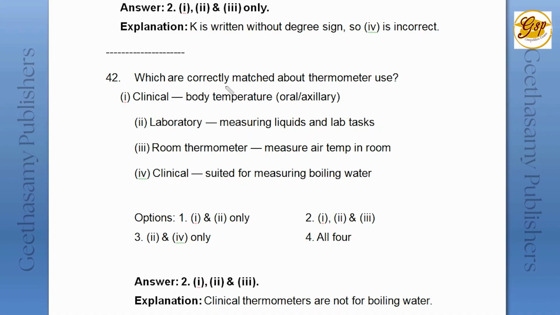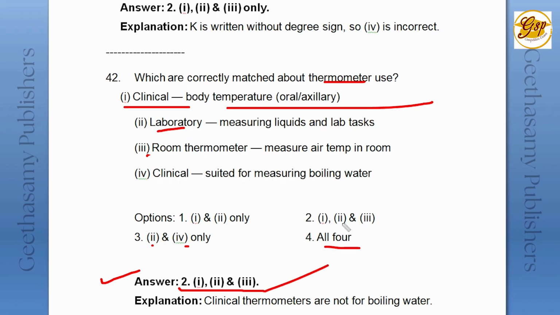42nd question. Which are correctly matched about thermometer use? Clinical, body temperature, oral, and laboratory measuring liquid and lab task, and room thermometer measure the air temperature, room clinical suited for measuring boiling water. Option 1 and 2 only, 1, 2, 3, 2 and 4, and all 4. The correct answer is 2, that is 1 and 2 and 3. So the first 3 are all correct. Fine.